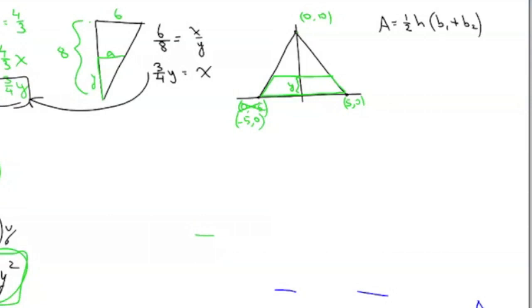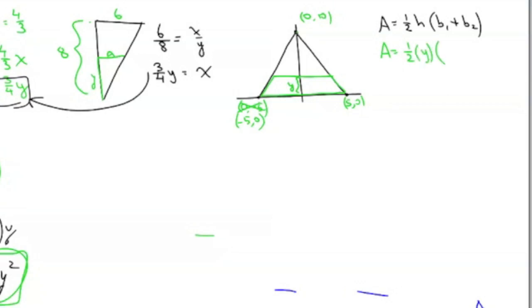Basically, it's the average of the bases times height. All right, we know the height. It's y. That's easy. So this is so far A equals 1/2 y.